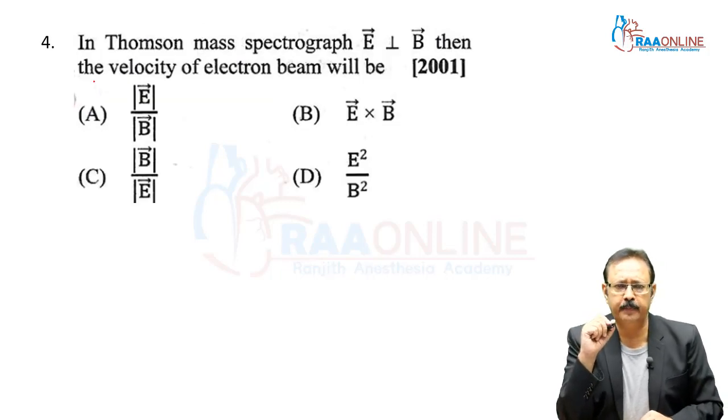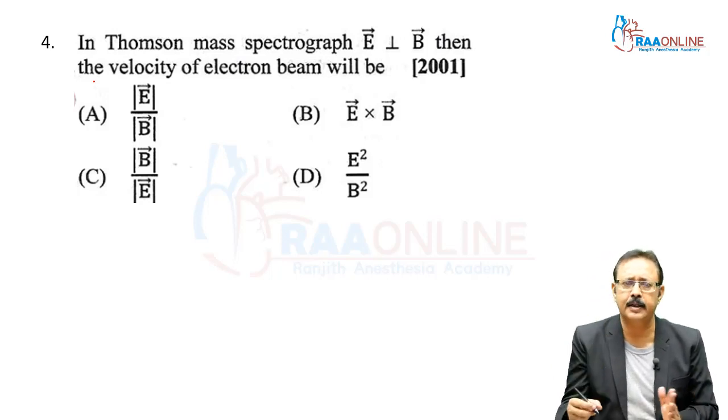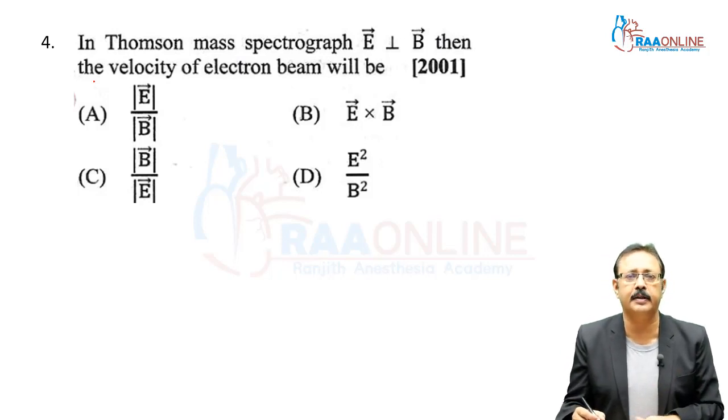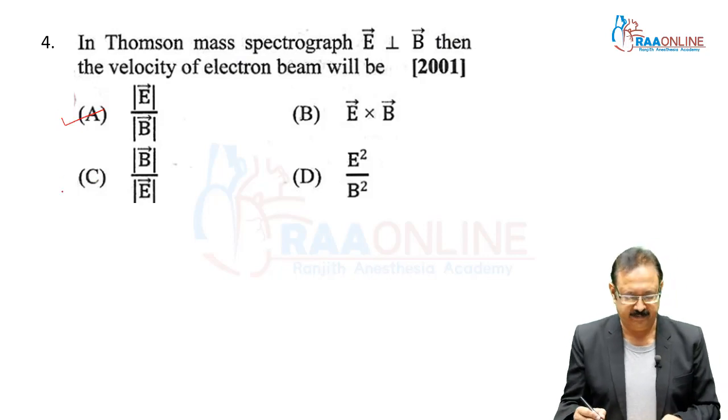2001 AIPMT. In Thomson mass spectrograph, E is perpendicular to B. Then the velocity of electron beam will be, in your syllabus this experiment is there. So we will go with option A.